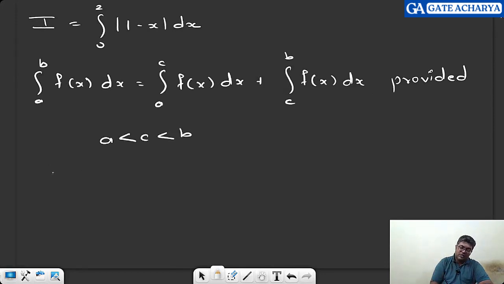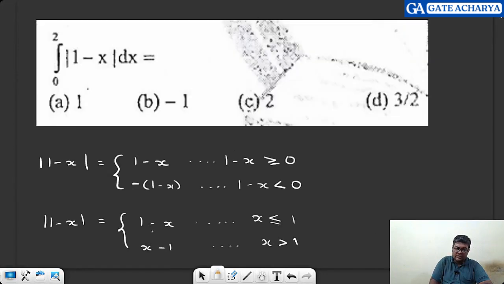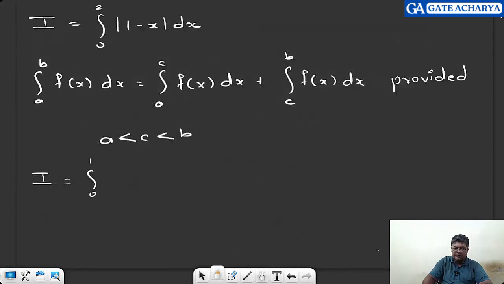Here my function changes at one point, that is the value 1. So the integration will be 0 to 1. Within 0 to 1, what is my function? That is less than 1, so 1 minus x. Integral of 1 minus x dx plus, from 1 to 2, my function is x minus 1 dx.